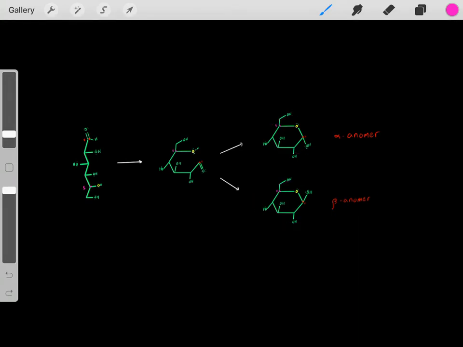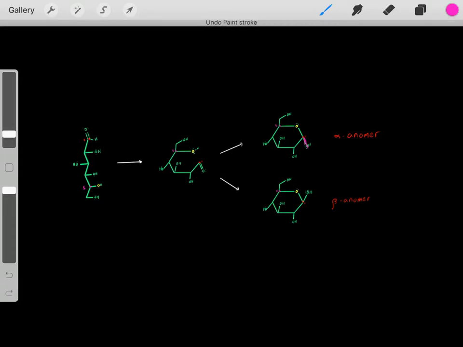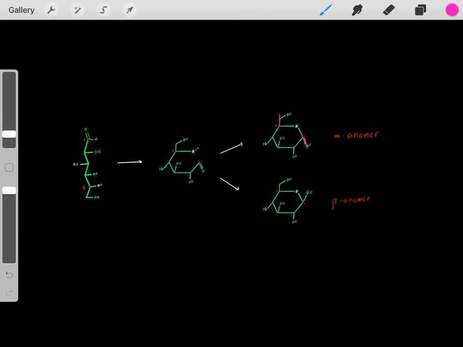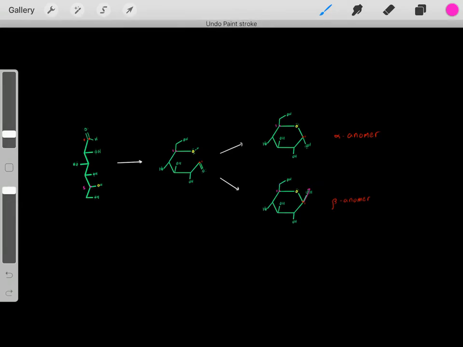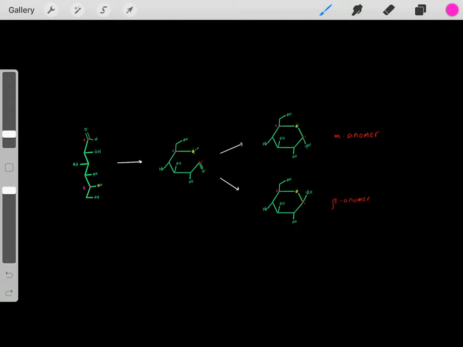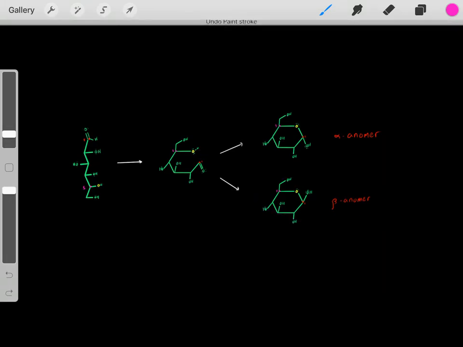And the way I like to remember this is if the hydroxyl points away from this carbon 6, remember this is carbon 6, that's the alpha anomer, A for away. However, if it points in the same direction as this carbon 6, it's the beta anomer. But the point is, depending on which side it attacks determines whether you form the beta anomer or the alpha anomer.